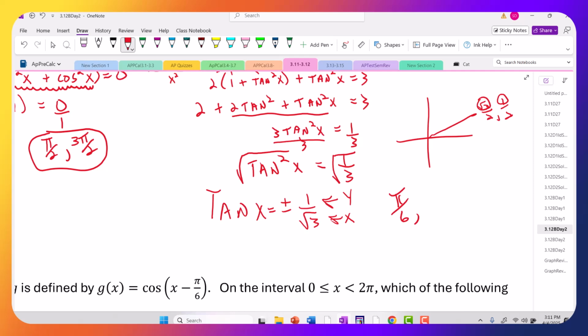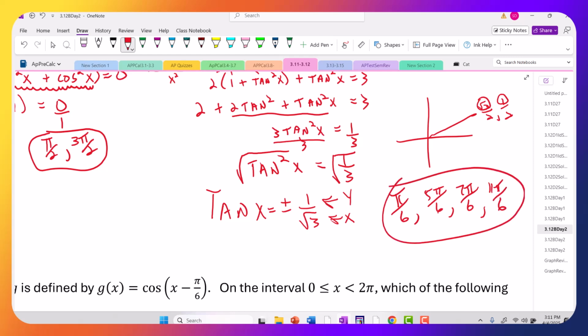Pi over 6. 5 pi over 6. 7 pi over 6. That's the beauty of plus minus. 11 pi over 6. The beauty of it. All right.